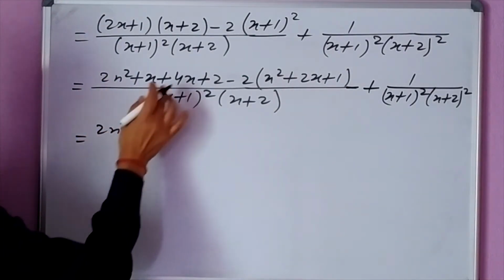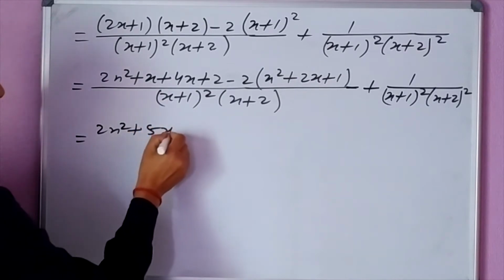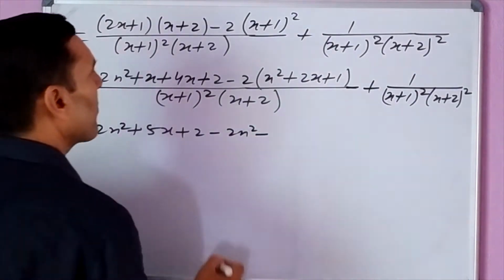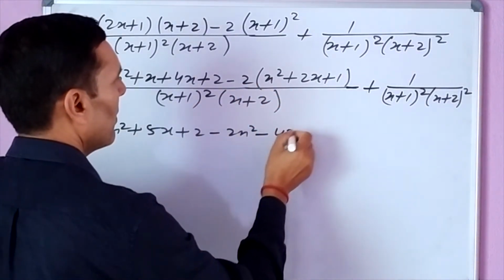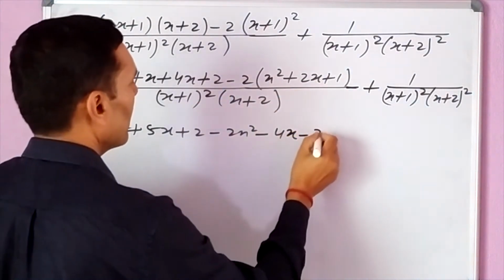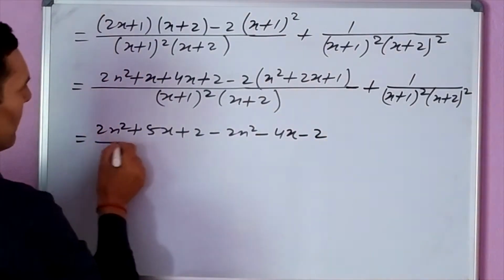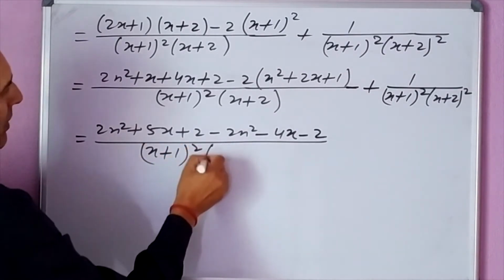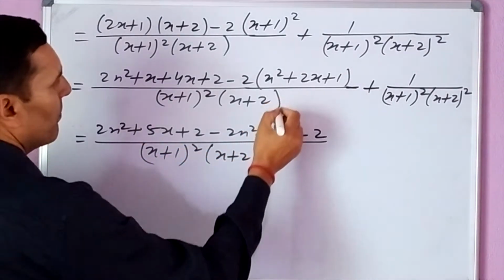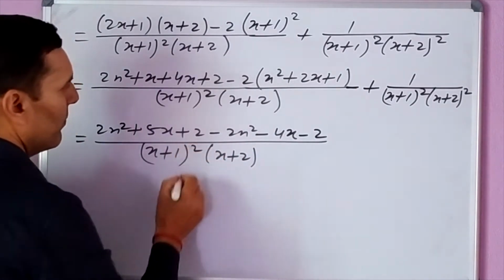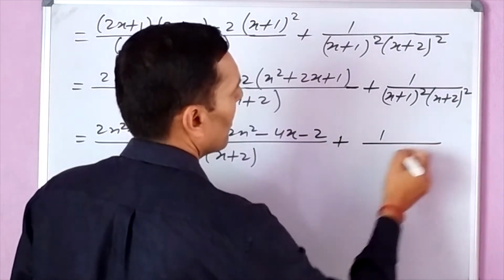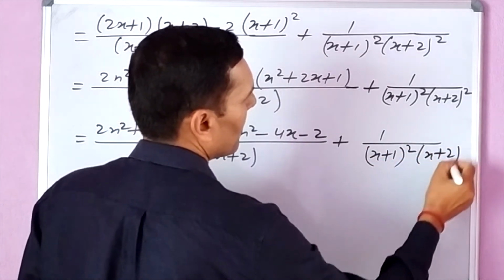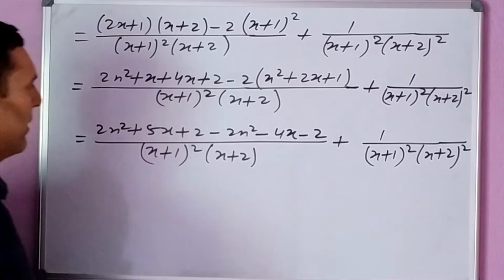2x^2, 4x plus x we can write 5x, plus 2, open the bracket, minus 2x^2 minus 4x minus 2, upon (x+1)^2 (x+2), and plus 1 upon (x+1)^2 (x+2)^2 as it is.